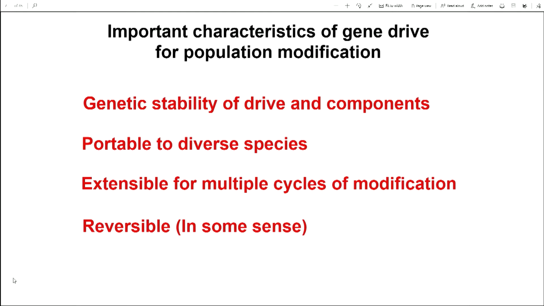Now, the important characteristics of a gene drive for replacement are listed here. It needs to be stable in a population for a long time, it needs to critically be portable to diverse species, and extensible for multiple cycles of population modification. I'll come back to that. That's really the key point I want to leave you with. And then it should be, in some sense, reversible.